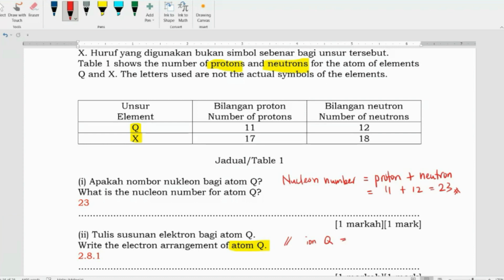Let's say class, now if the question change to write the electron arrangement for ions Q, what is your answer? Anyone? If ions Q, what is the electron arrangement?